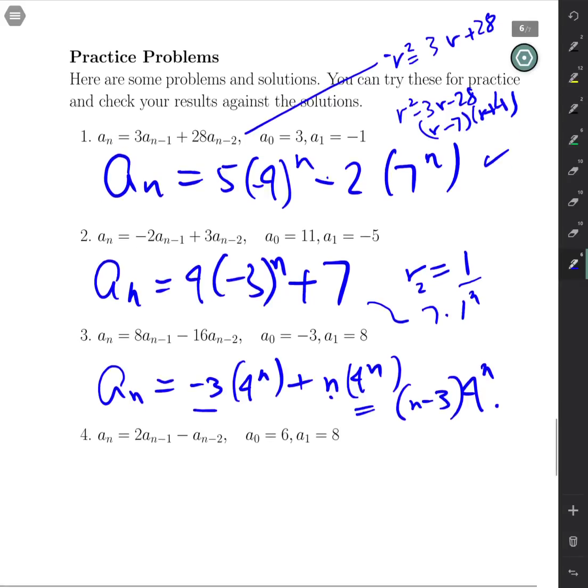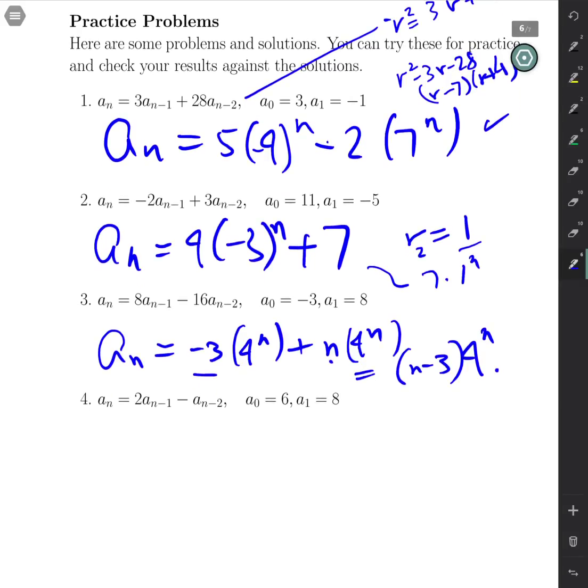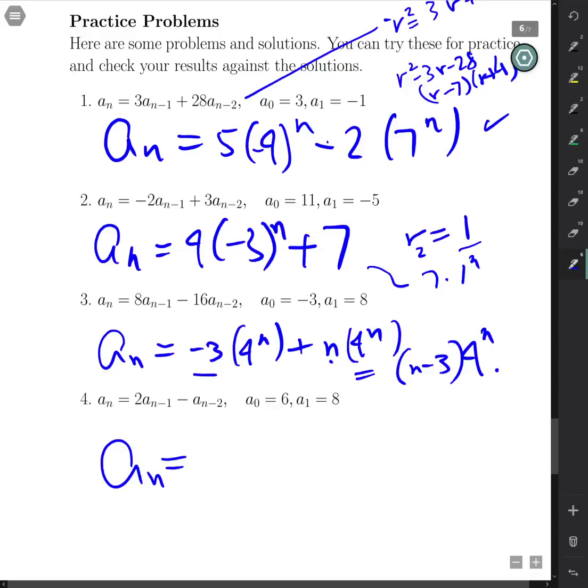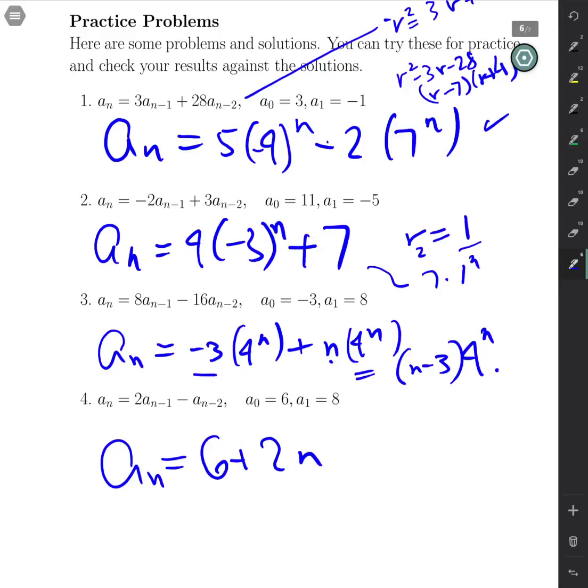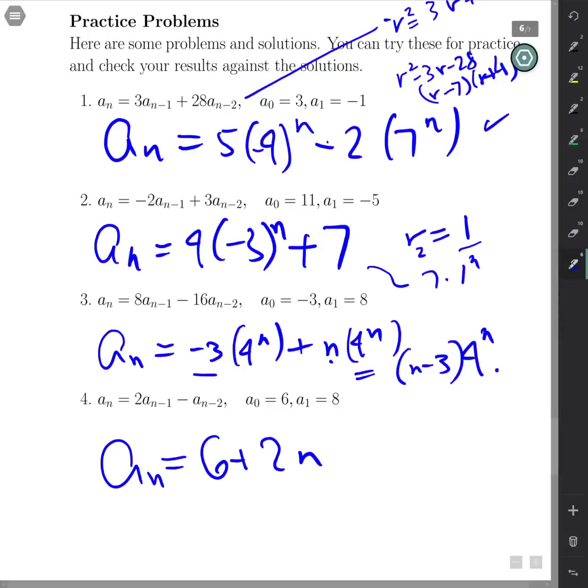This last one also has a double root. In this case, the double root is 1. And so this one right here, the solution turns out to be just a linear polynomial, 6 plus 2n, because each of these has a factor of 1 to the n, which really doesn't do much for you in that particular situation.